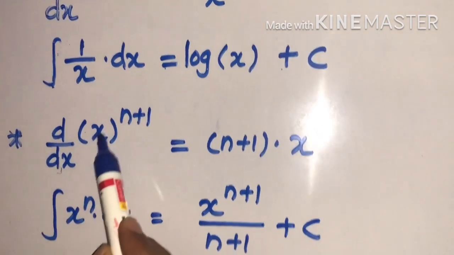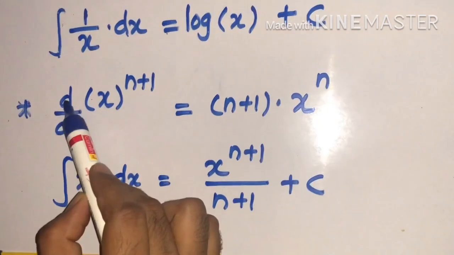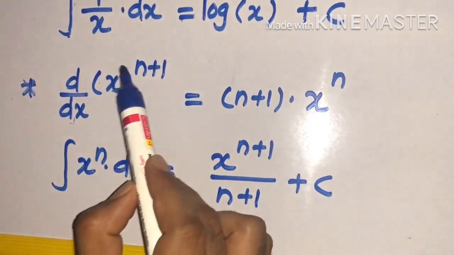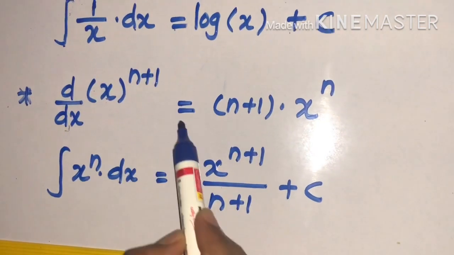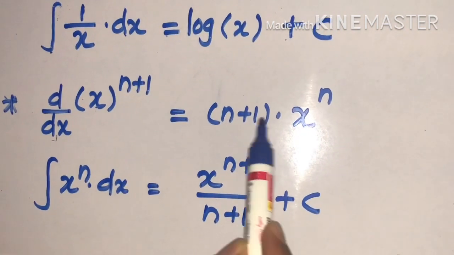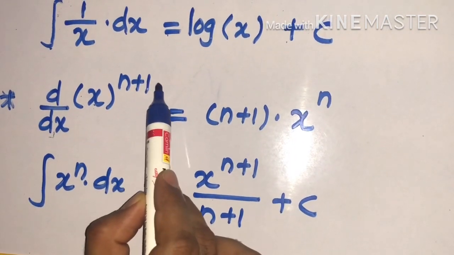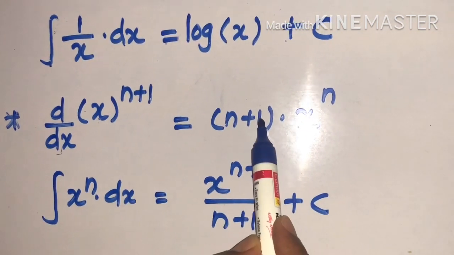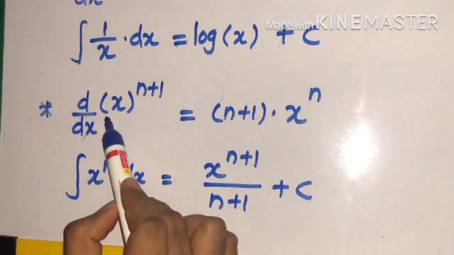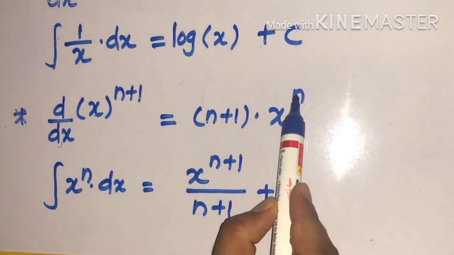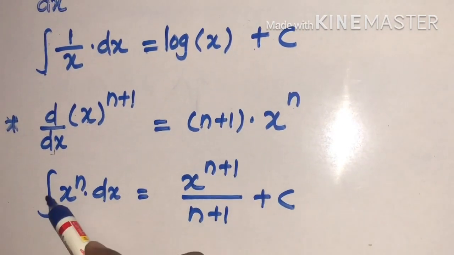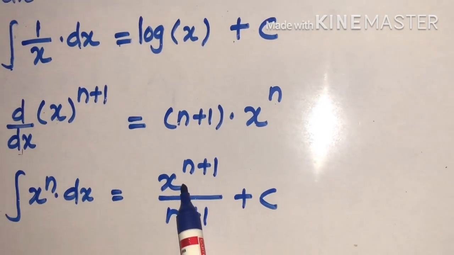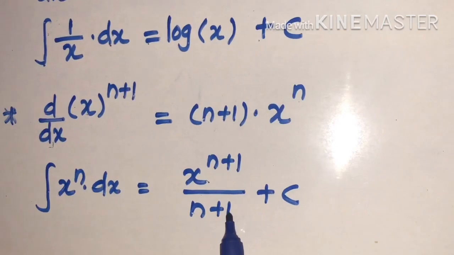Next, x raised to any number. Derivative of x raised to n plus 1, where n is one number which can be positive, negative or a fraction, whatever. So its answer is n plus 1 into x raised to n plus 1 minus 1. So plus 1 minus 1 get cancelled, only n is left. So n plus 1 is a constant, so we are going to take it to the left hand side. So we have only x raised to n left on the right hand side. So integration of x raised to n will be x raised to n plus 1 divided by this term, that is n plus 1, plus c.